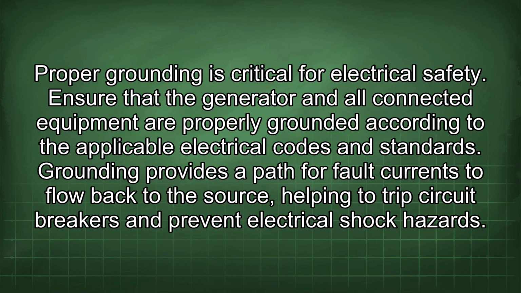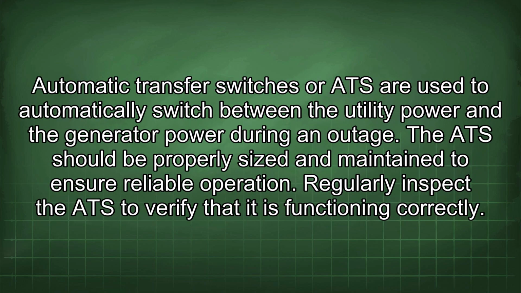Grounding provides a path for fault currents to flow back to the source, helping to trip circuit breakers and prevent electrical shock hazards. Automatic transfer switches, or ATS, are used to automatically switch between the utility power and the generator power during an outage. The ATS should be properly sized and maintained to ensure reliable operation. Regularly inspect the ATS to verify that it is functioning correctly.